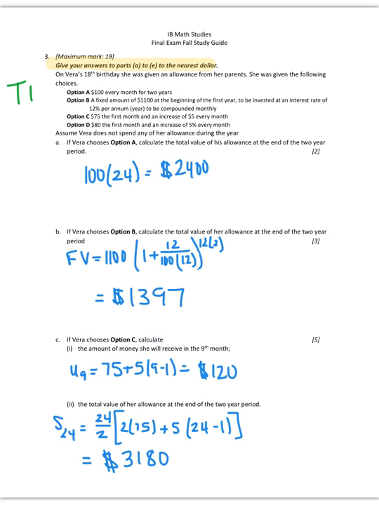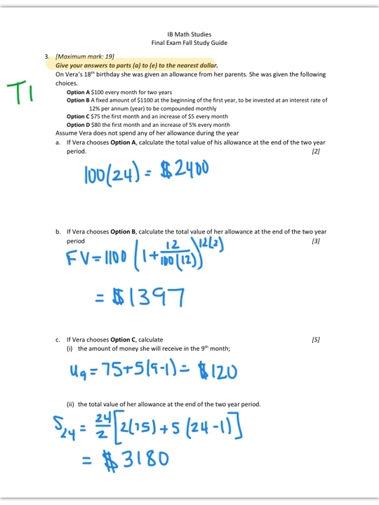Problem number 3 is a topic 1 problem. It's dealing with sequences and arithmetic and geometric sequences and then financial maths. So we're given options for Vera's 18th birthday of her allowance that she gets to choose from. So part A wants us to know how much money she will have after 2 years if she chooses option A, where she just gets $100 a month every month for the 2 years. So 100 times 24, she would have $2,400 at the end of the 2 years.